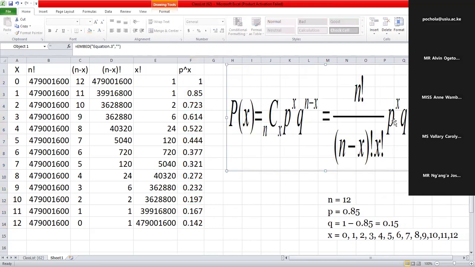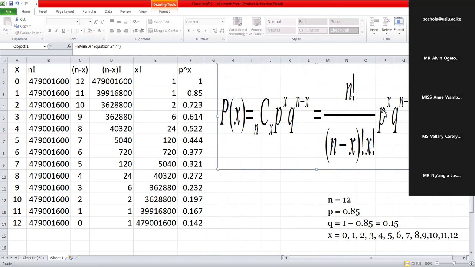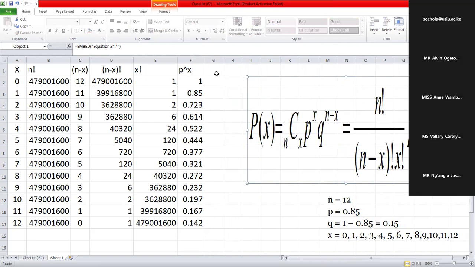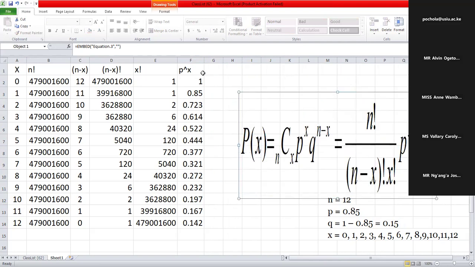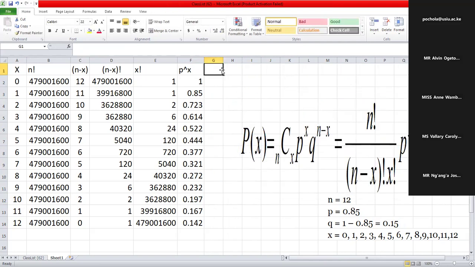I'm done with this one. I'm done with p power x. Now I'm on q power n minus x. Again, you write it the normal way, the way it is written here: q power n minus x. I'll write it this way myself: q raised to the power of n minus x.